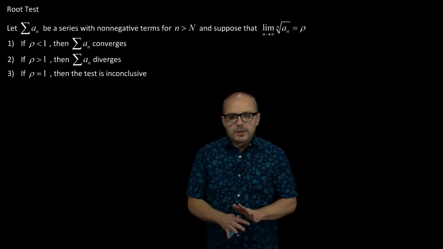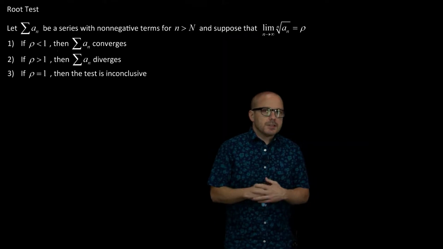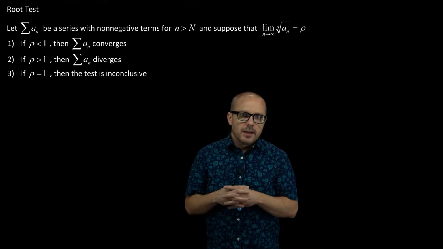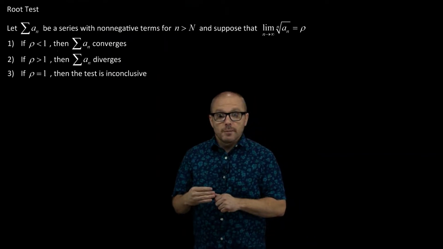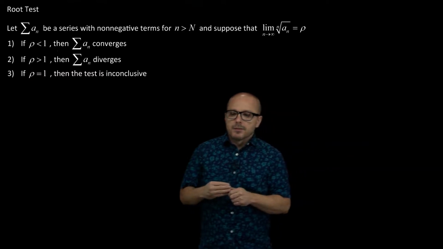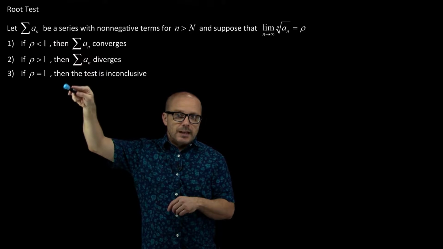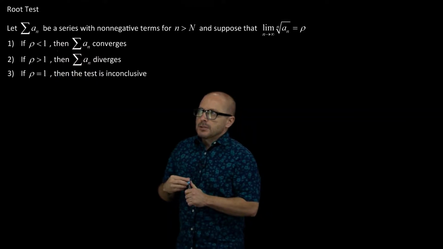Closely related to the ratio test is what's called the root test. And the reason I say closely related is that underneath the surface, they're both based on a direct comparison to a geometric series. So the first thing that might jump out at you here is that the conclusions are exactly the same. They're still based on rho. Same conclusions based on rho.